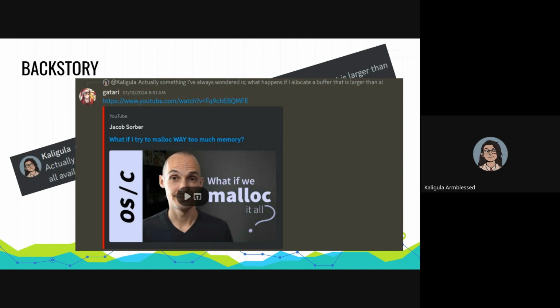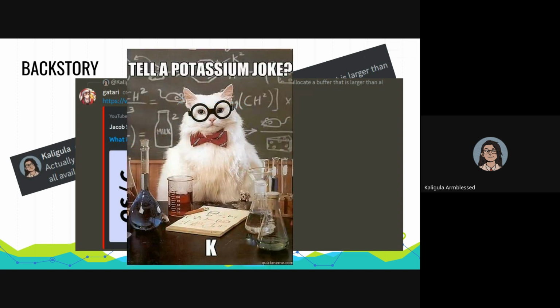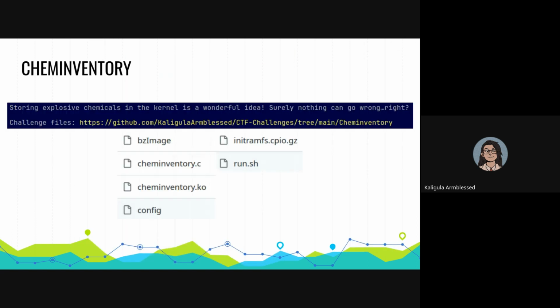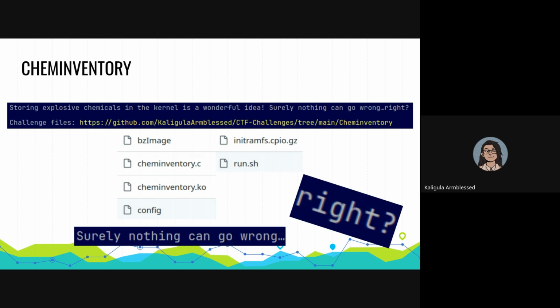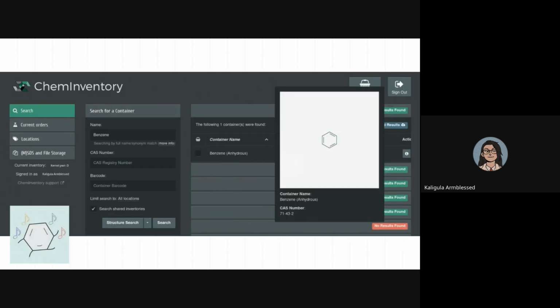And the thing is, I studied chemistry, and of course, being a chemistry student, I had to write a challenge that was related to chemistry. So this is when chem inventory comes into play. The challenge goes: storing explosive chemicals in the kernel is a wonderful idea. Surely nothing can go wrong, right? Actually, fun fact, chem inventory is a real system. We actually use this to catalog chemicals in our lab. Basically this just keeps track of what we have and where they're stored, which I think is quite fun that we can do this in the kernel.